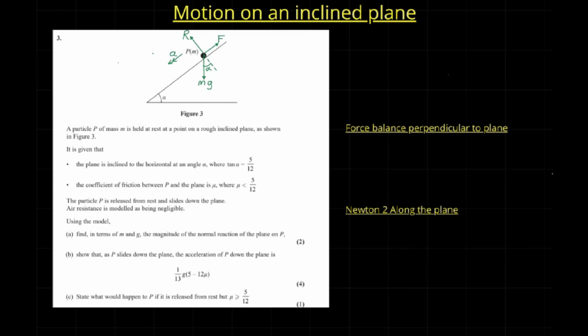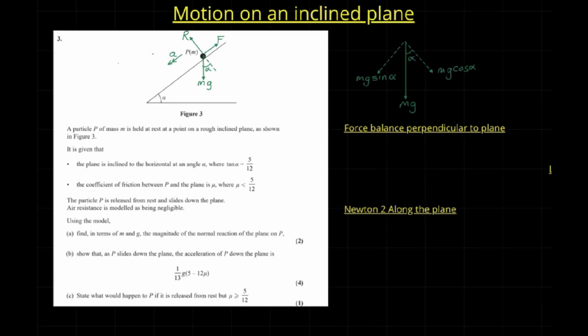Now we're asked to find the reaction force, R, and that's perpendicular to the plane. So we need to do a force balance perpendicular to the plane. R and F are perpendicular and along the plane, but mg is in neither of those directions. It's at alpha to the normal. So let's bring in a force diagram resolving the weight mg.